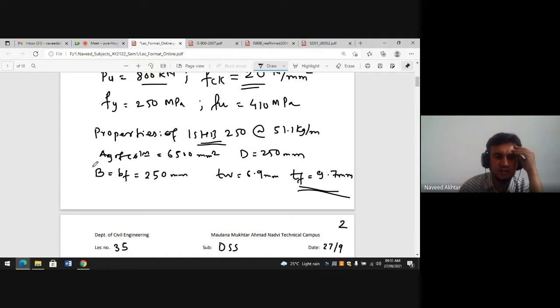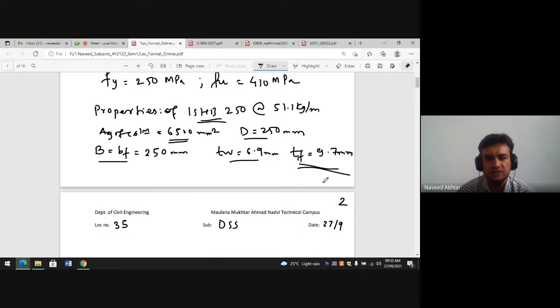So area of column provided is not needed, but I will write down 6,500 mm square. Depth of column is 250, breadth of column, that is width of flange, is 250, thickness of web 6.9, thickness of flange is 9.7.